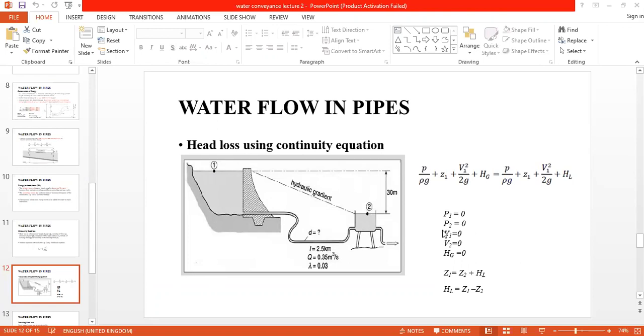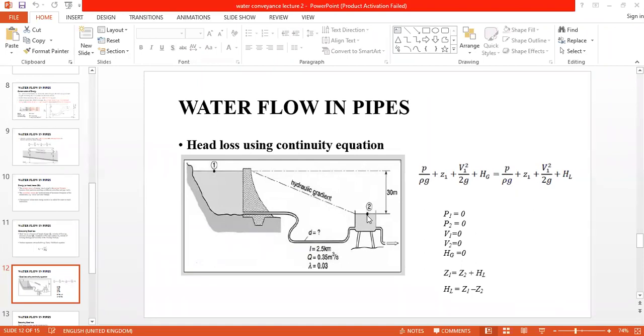So at point 1, this energy will be 0. This energy will be 0. And of course, we don't have any pump there, so this as well will be 0. So the only energy component that we have is Z1 at this point. So the energy here, which is Z1, should be equal to the energy at this point.